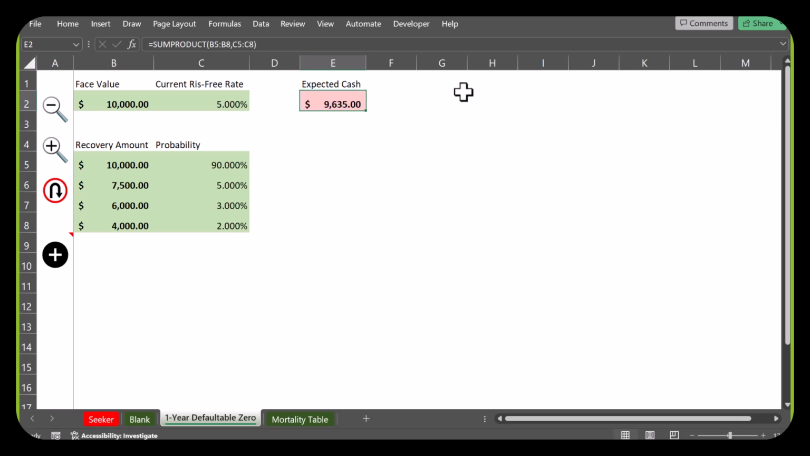So given that's expected cash, what is the value under risk-free?